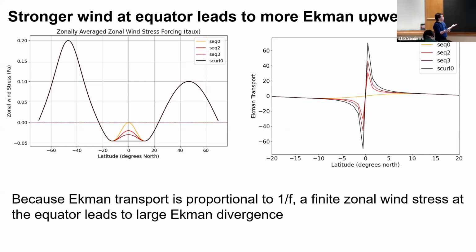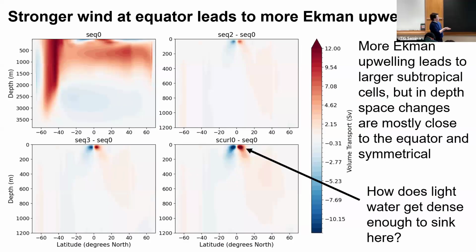And so, yeah, stronger wind at the equator leads to more Ekman upwelling. This is just a graph that's showing the Ekman transport. So you actually get a big spike close to the equator, and that's because the Ekman transport is proportional to 1/f, right? And we know that f is going to be 0 at the equator. And that leads to a large Ekman divergence when you have westward winds at the equator.